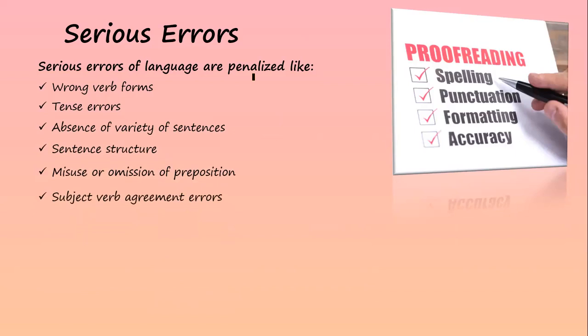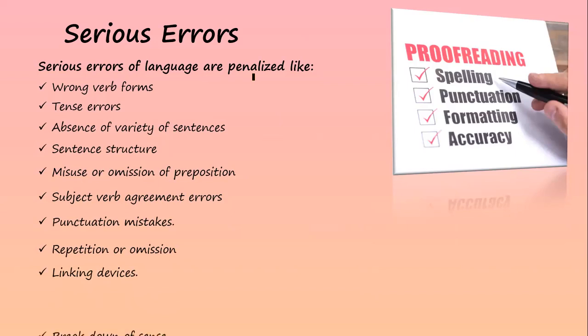Your subject verb agreement is not correct, like grammatical errors related to the subject. You're not putting the correct helping verb, or you're not putting the correct verb form. This is a really serious error. Your punctuation is not correct and not helpful. You're repeating or omitting words. Your linking devices are not correct, or you're not using them. There is a breakdown of sense. Your summary does not make any sense, and your summary lacks coherence and cohesion.